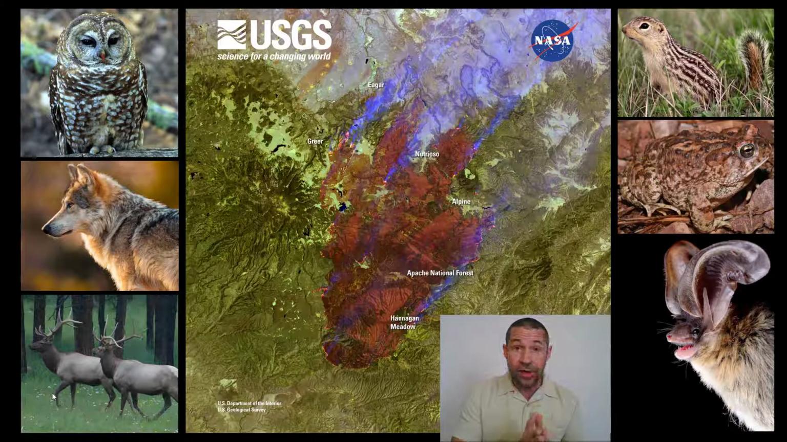How does the rebound of elk affect the endangered Mexican red wolf? What about species like the 13-lined ground squirrel or the Arizona toad that are not very mobile and are going to have a hard time escaping a fast-moving blaze? Compare that to the Townsend's long-eared bat. Lastly, what about the forest itself? Does it recover?